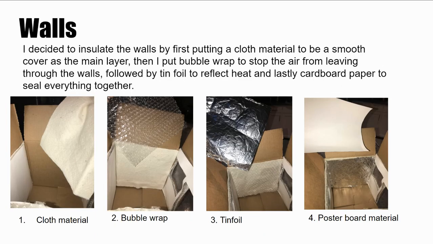For the walls, it was 4 layers of insulation. The first one is cloth material. Second one, I use bubble wrap just in case air did go through the first one. The bubble wrap will stop it from going to the last layer. Then I use tin foil to reflect heat, and lastly, cardboard paper to seal everything together.